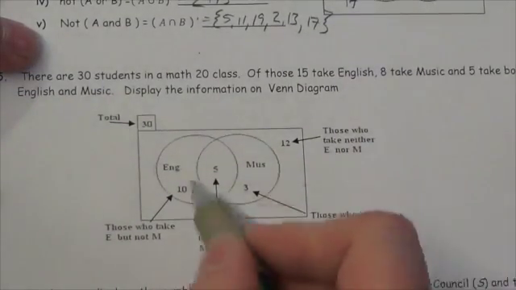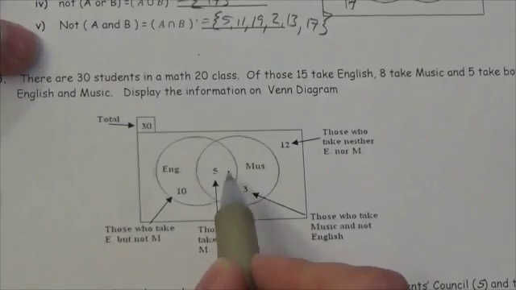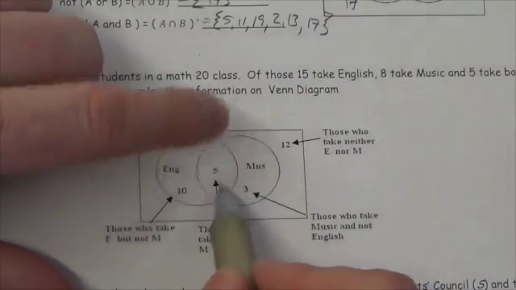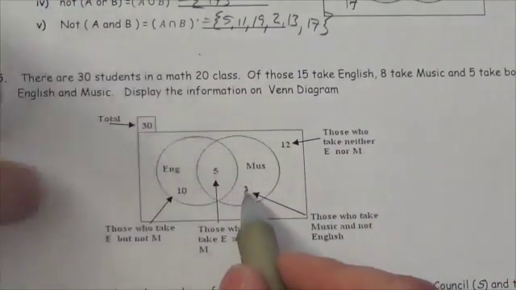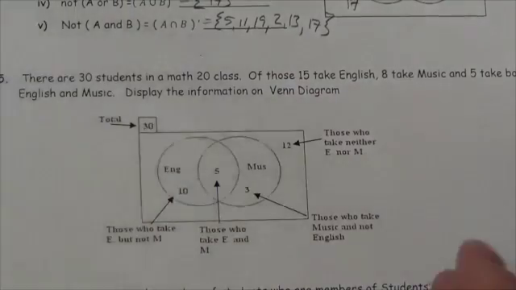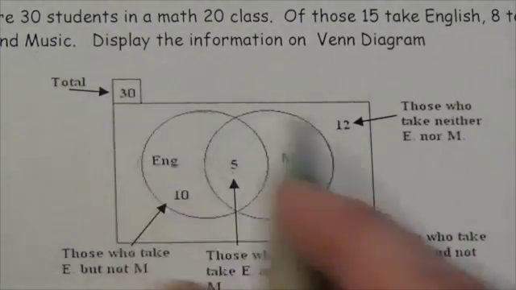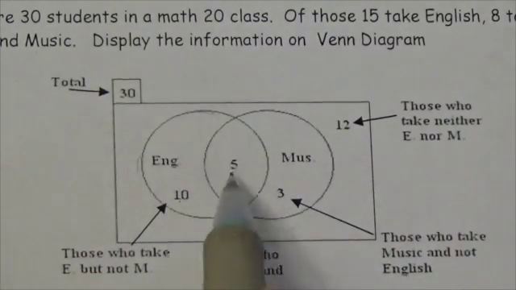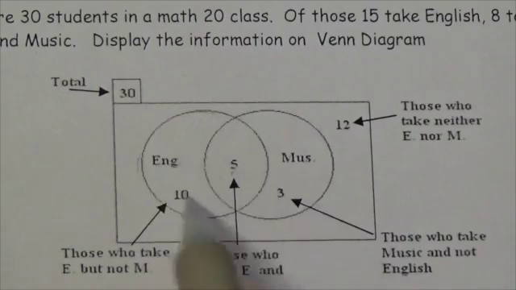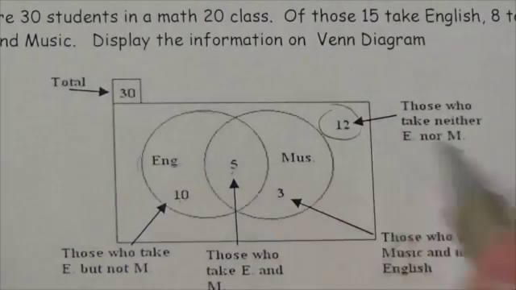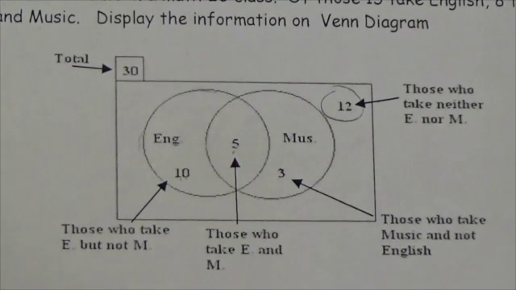For example, the other one here is 8 take music. Well, there are already 5 music takers accounted for, 5 in the center. So those 5 though also take English, so how many of them must be taking only music? And the answer is 3, so that the sum there is going to be 8. Okay, actually let's zoom in a little bit more there. Now additionally, we're told that there are 30 people in this Math 20 class. Now 10 and 5 is 15 and 3 is 18. That just takes into account 18 people. That means there must be 12 people who don't take either English or music in that particular Math 20 class.